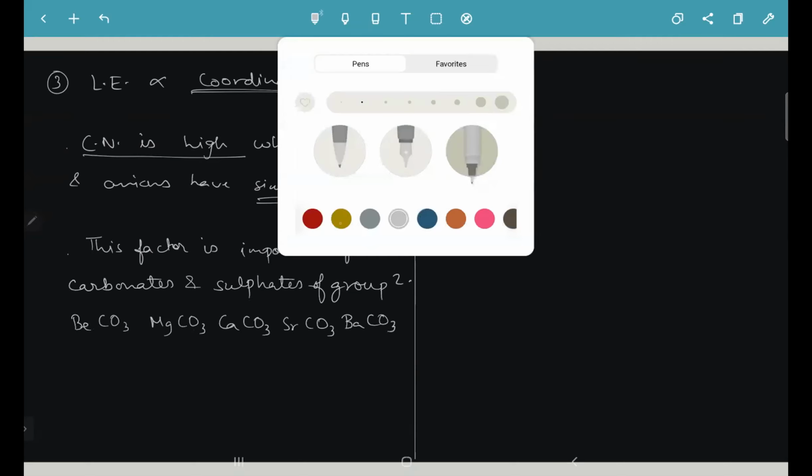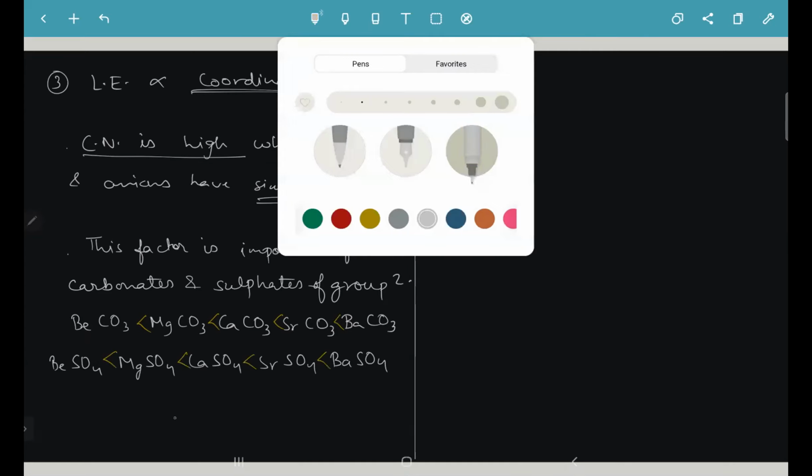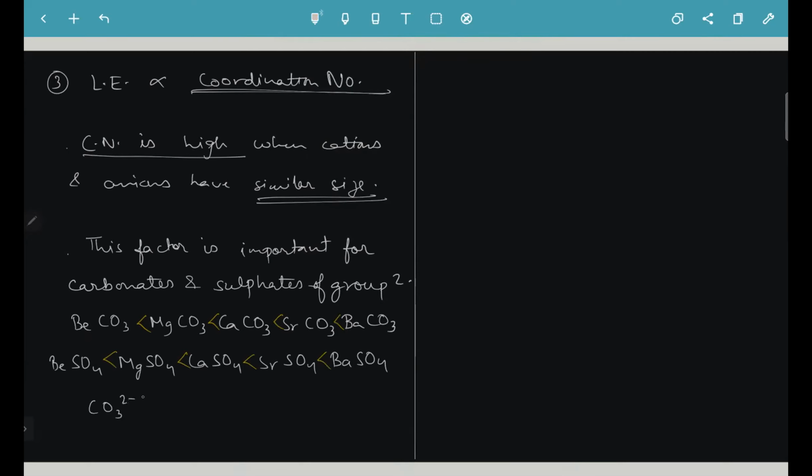The order of lattice energy is, the lattice energy increases. Same is true for sulfates also. Beryllium sulfate, magnesium sulfate, calcium sulfate, strontium sulfate, barium sulfate. We say that carbonate ions, sulfate ions are large ions.